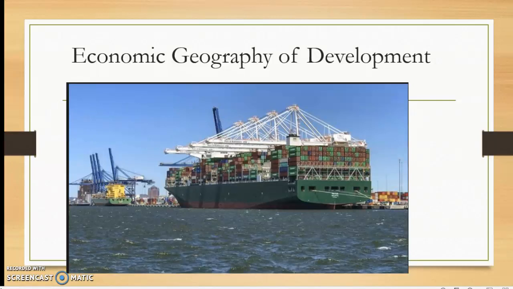We open our discussion on the economic geography of development by taking a look at the Port of Baltimore. The photo on your screen shows a new Panamax ship coming into the port, bringing containers from all around the world. While this might look like a common photo of day-to-day port operations, what we're really looking at is a reflection of mass consumption by the American consumer and also global supply chains, the idea that our goods come from all parts of the world.